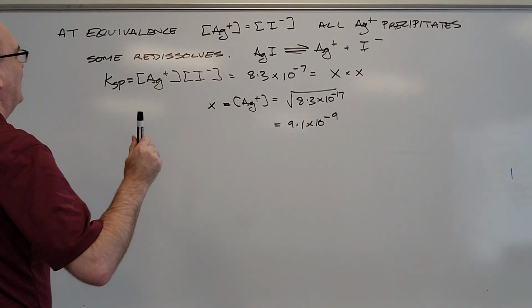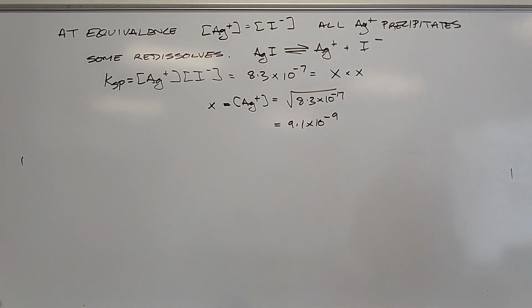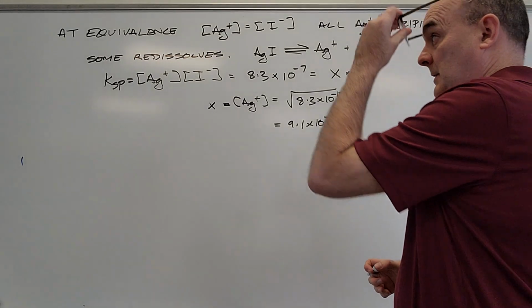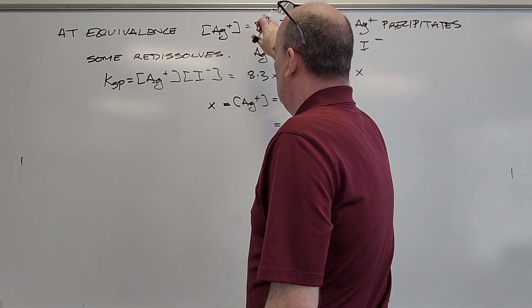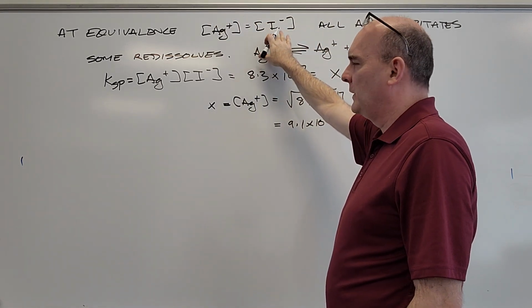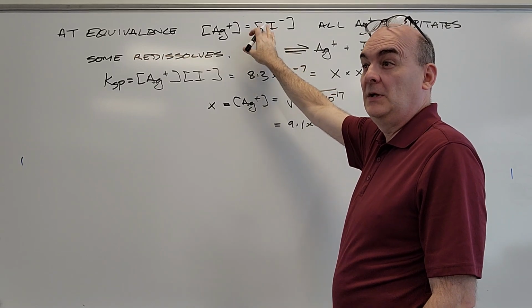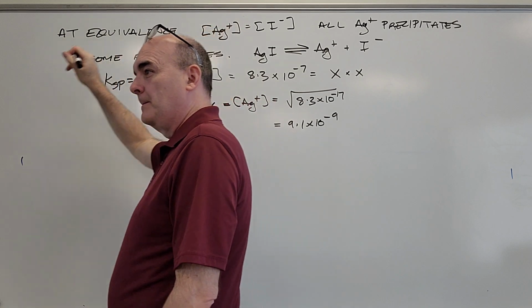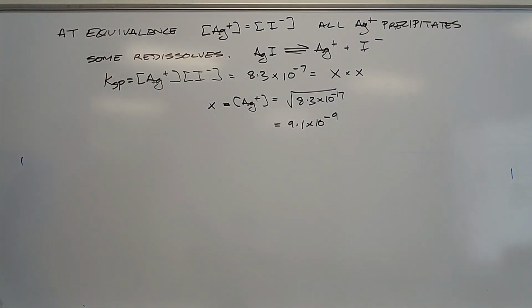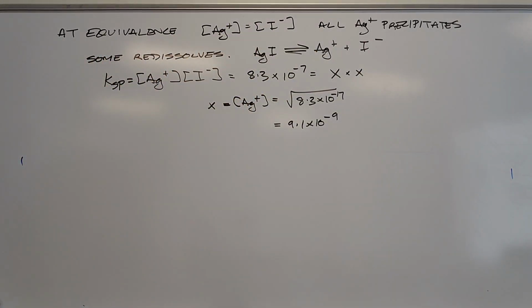Okay, here's a recap. We are doing a precipitation titration, and we've taken silver nitrate and potassium iodide and titrated them against each other. The original iodide was 25 milliliters, and we added 50 milliliters of the silver. At equivalence, this equals that. All of the silver ions precipitate.